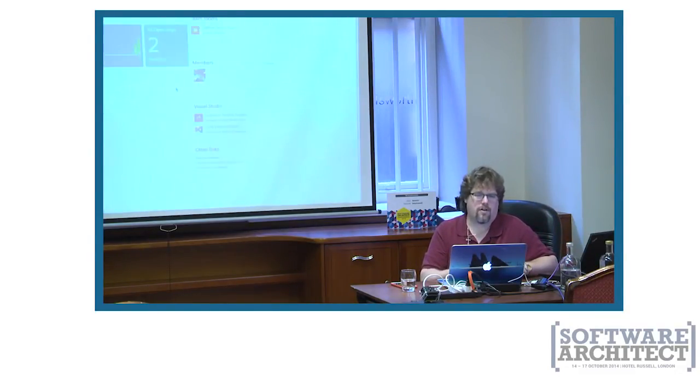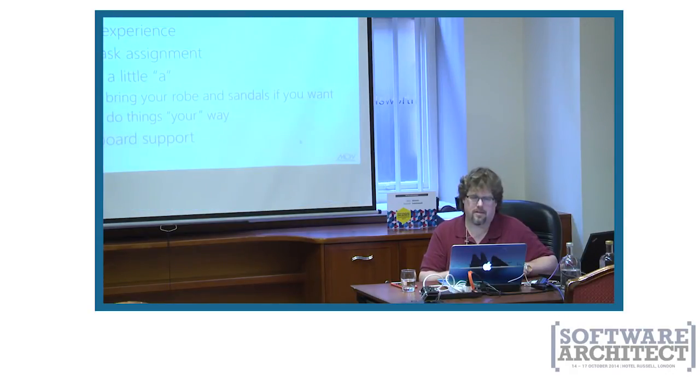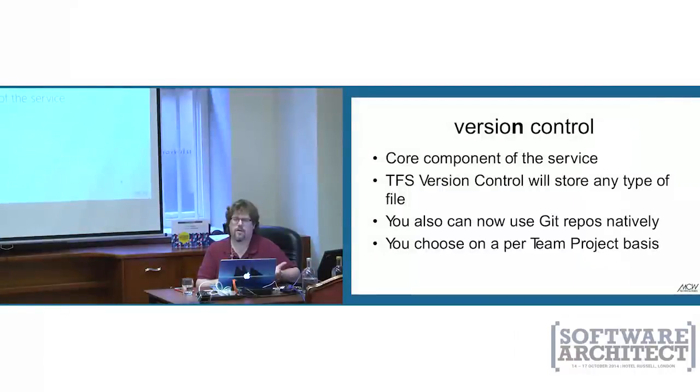And so if we look at the rest of the stuff, version control, a core component, TF version control stores any type. You can also use Git repos. You can choose on a per team project basis, so you have that flexibility. And that's the other thing, your process can be on a per team project basis. So you can have teams doing Scrum and a team using the formal template. That's often useful when you're working with things.